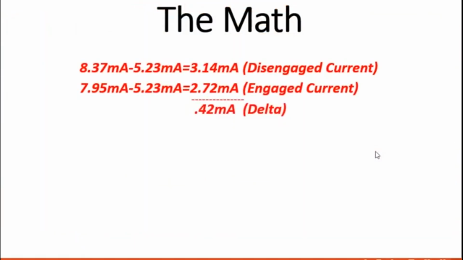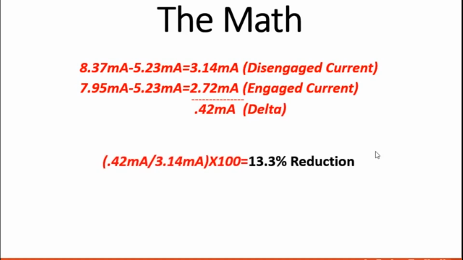The math on this is pretty simple. Disengaged current minus the engaged current gives you 0.42 milliamps. This 0.42, or half a milliamp, divided by 3.14 milliamps full scale current gives you a 13.3% reduction. And this is typical in any mixed signal or processor based part. It even scales into the amp region where you're actually burning amps of current and reducing current by amps.